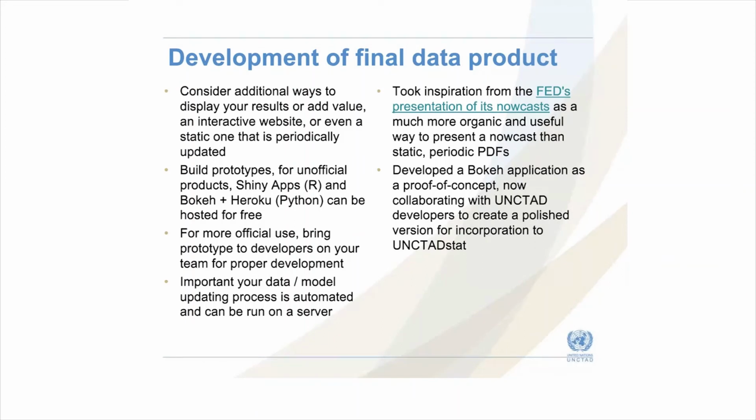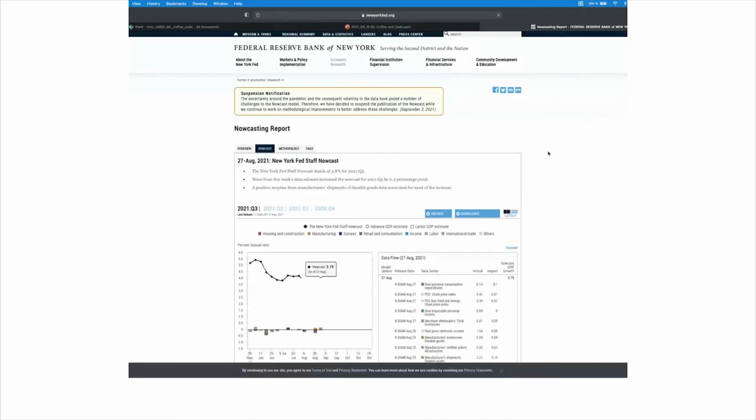Because if you start to create these products that depend on manual steps, it's going to become unwieldy very quickly, and it's probably going to limit how many different types of data products you can actually get out in the end. So just keep that in mind. For this nowcasting application, what this meant was taking inspiration from the Fed's presentation of its own nowcast, which I'll show here so you get an idea of what I mean by going above and beyond just a report.